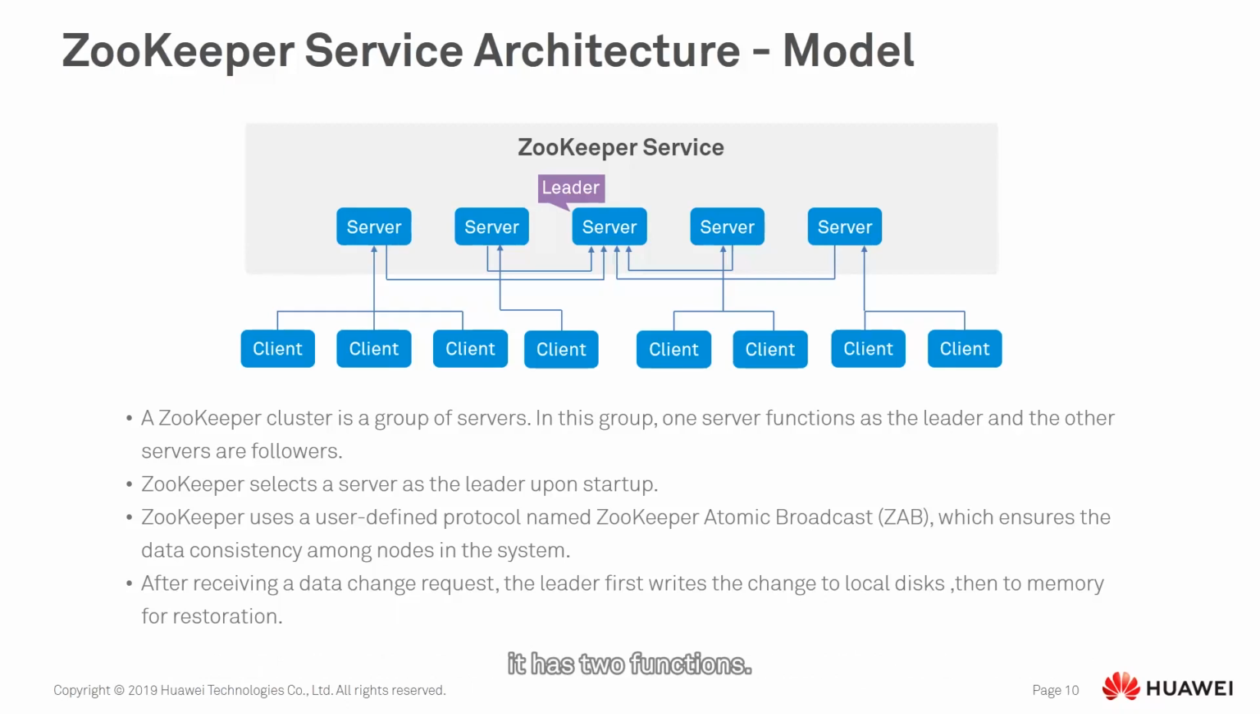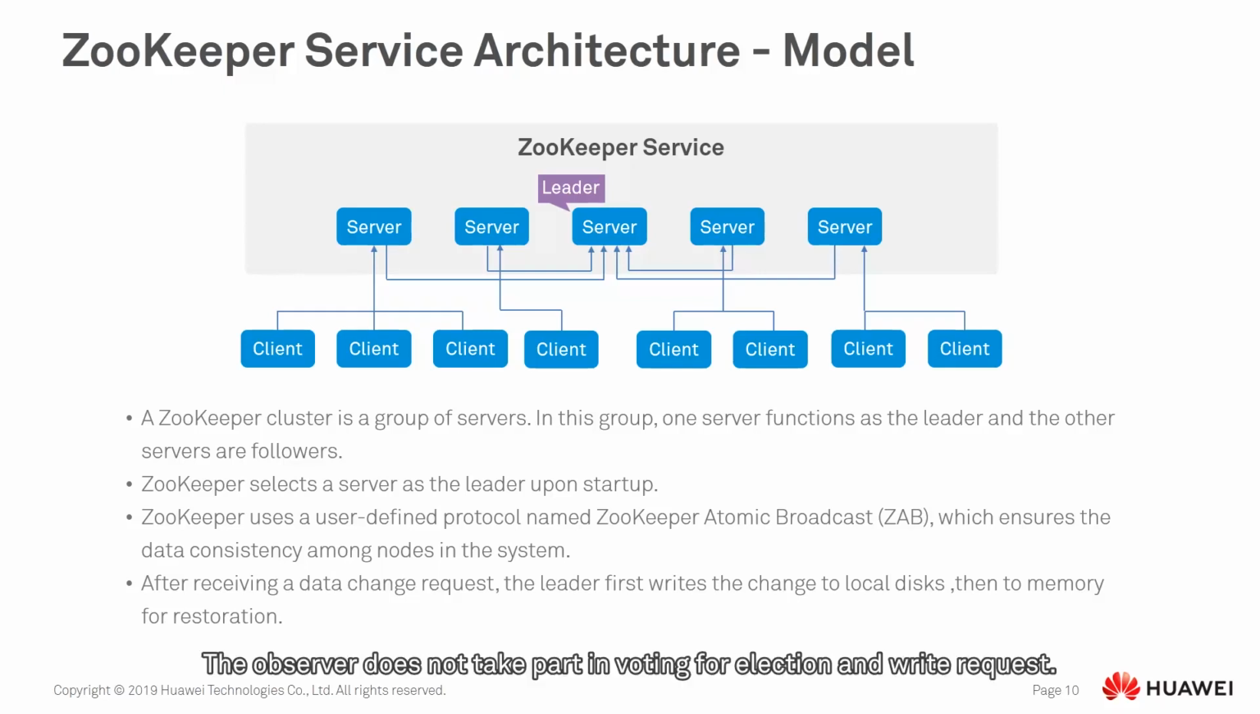As for the follower, it has two functions. The first one is to prevent single point of failure. A new leader is elected from followers when the leader is faulty. And the second one is to process read requests and interact with the leader to process write requests.